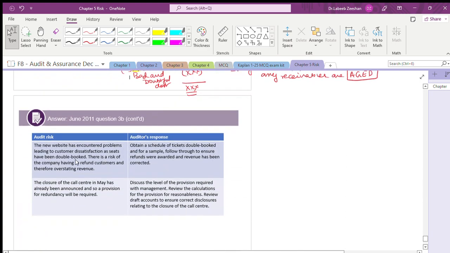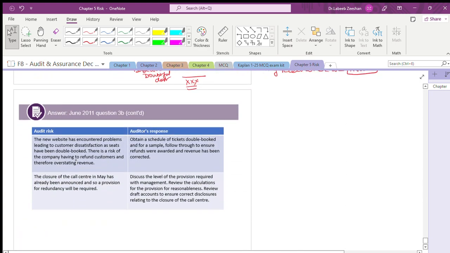Now, point number 4. What is the audit risk? The website has encountered problems with respect to dissatisfaction, as seats have been double booked. There is a problem in the website. The risk is that the company has to refund customers and therefore is overstating the revenue.